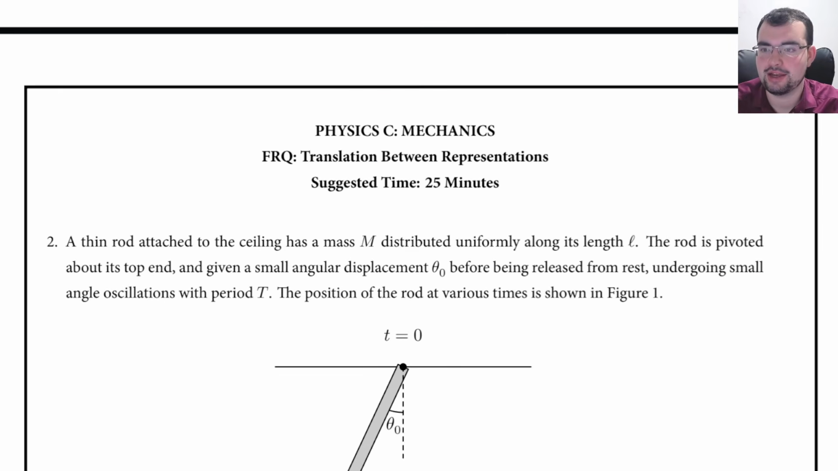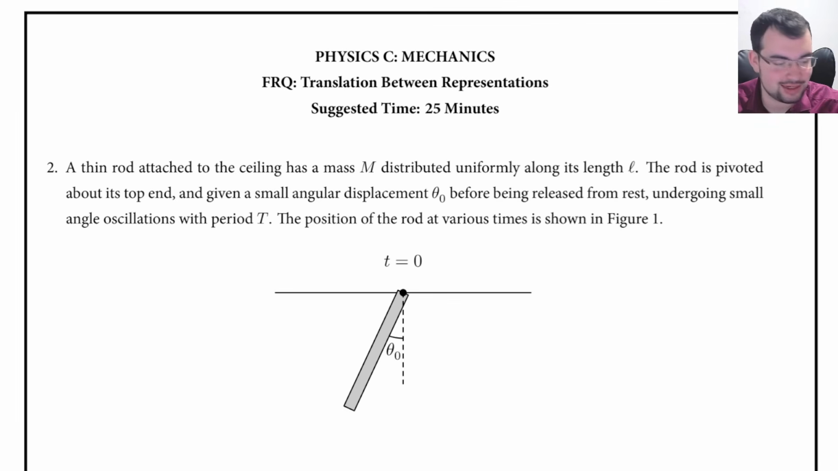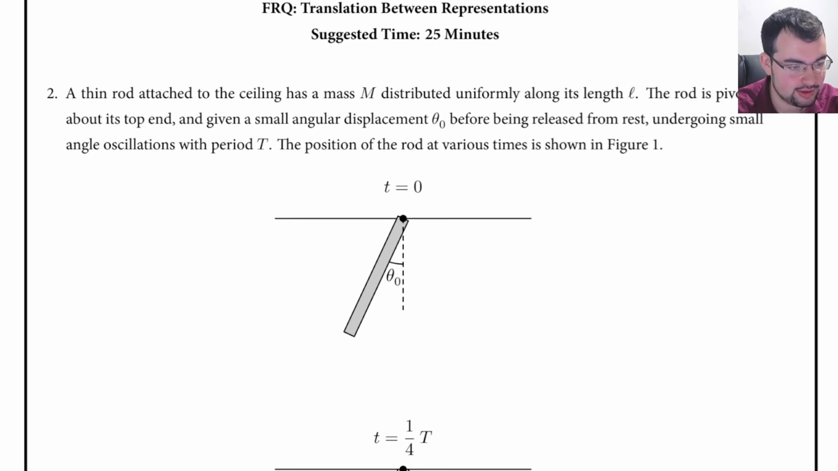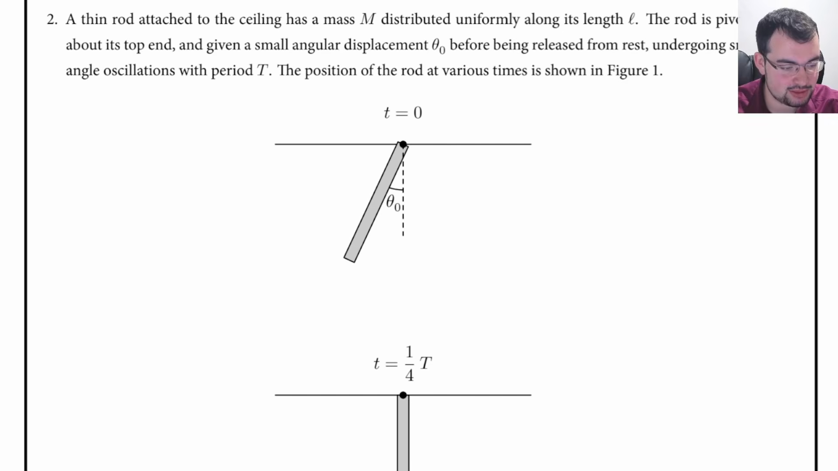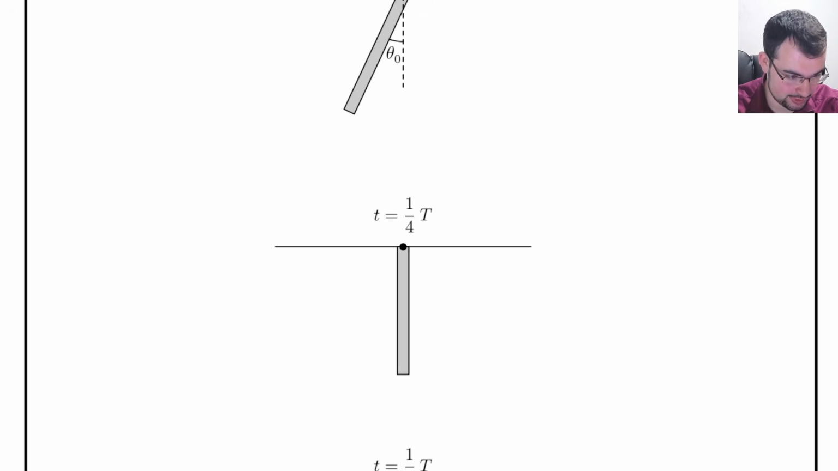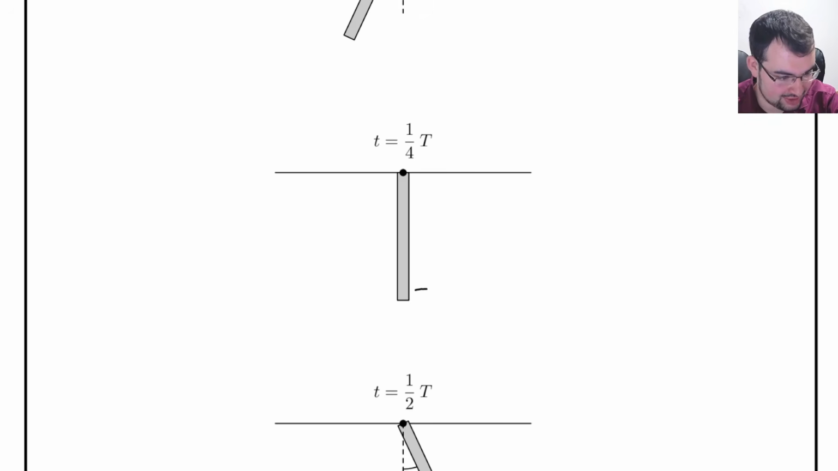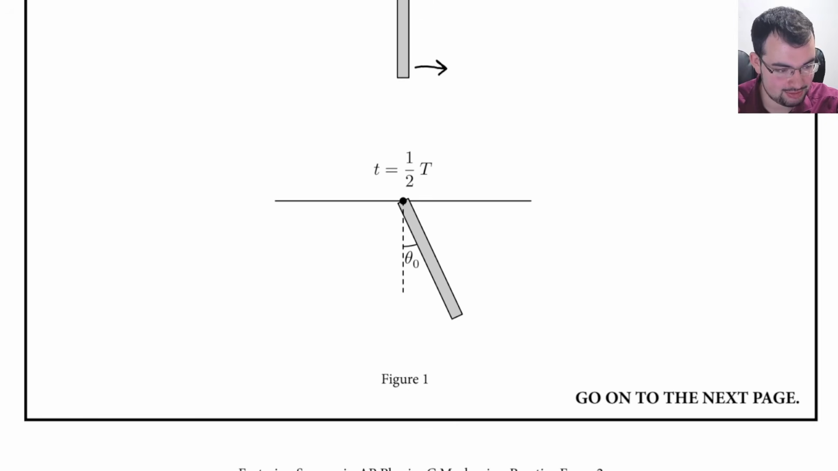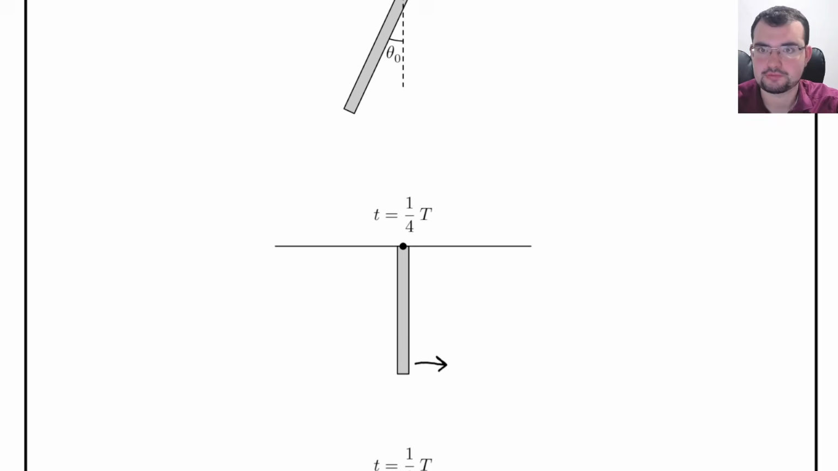All right, now we got a nice one. Now this also looks kind of scary because it's about rotation, but this one's not bad. We have a thin rod attached to the ceiling. It has a mass m distributed uniformly along its length L. The rod is pivoted about its top end, and we displace it an angle theta 0 before letting it go. Then a short time later, it's going to pass through the midpoint, and then it's going to continue swinging, and it stops sort of symmetrically on the other side.